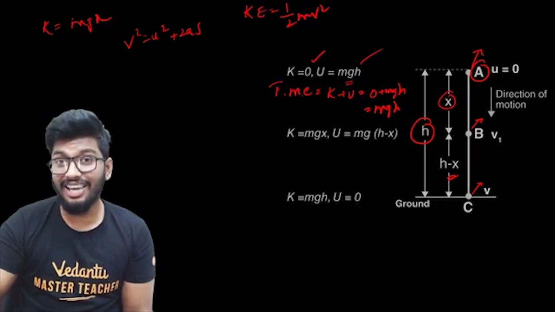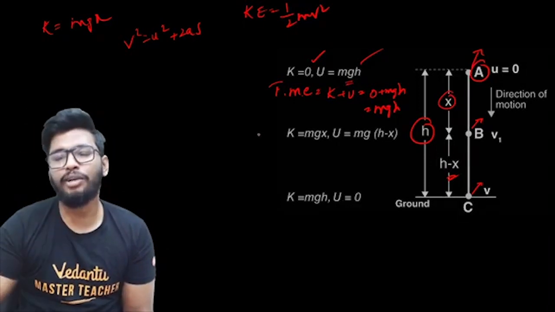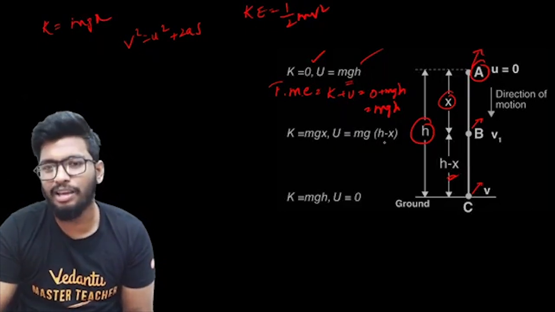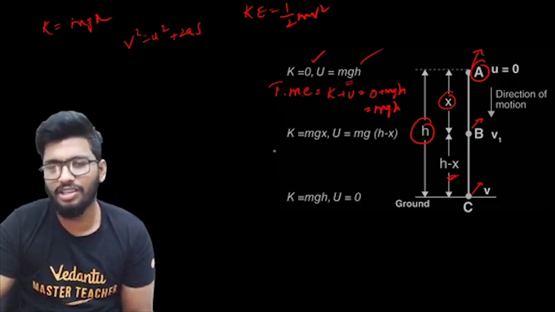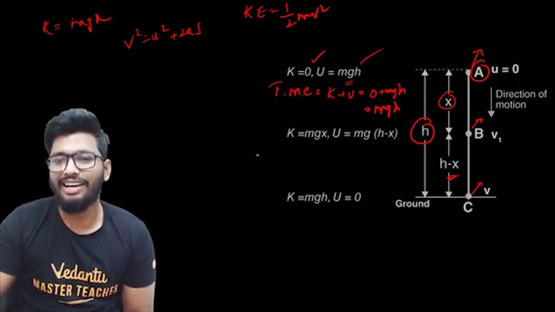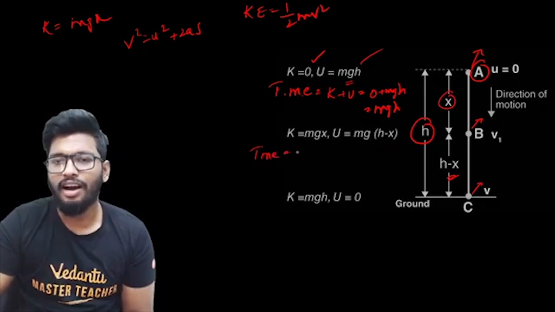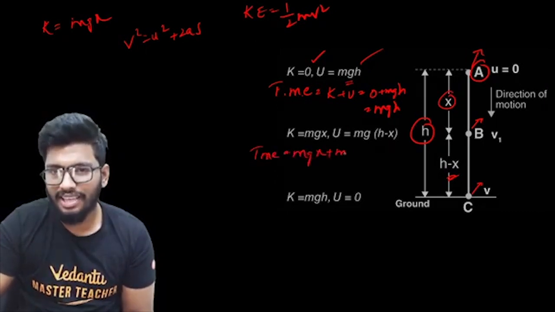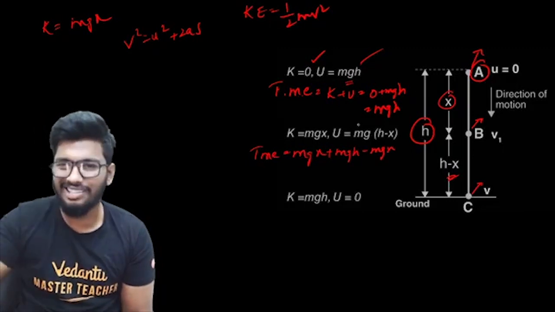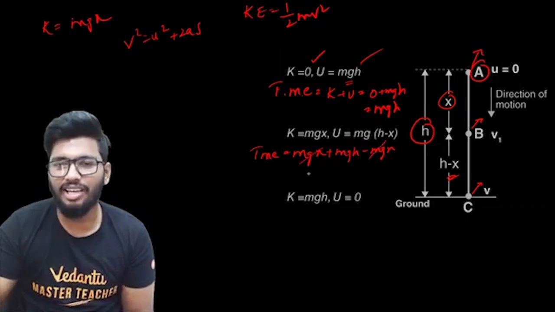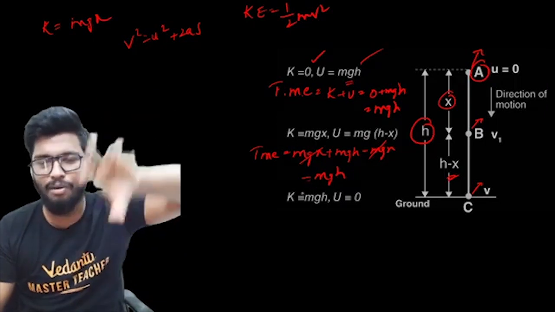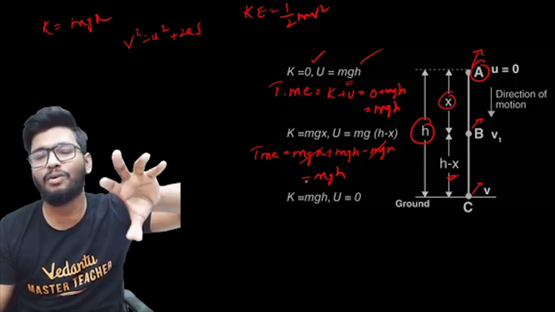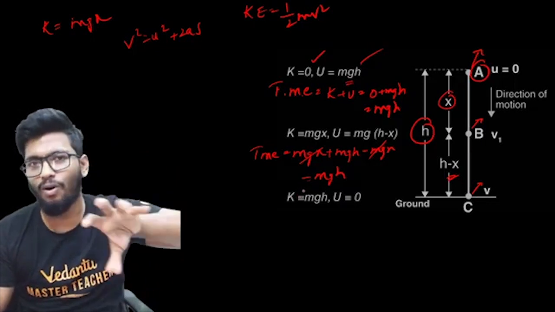Now potential energy in this case, because it has moved a certain height and the height is now h minus x, you'll get mg into (h minus x). To find out the total mechanical energy, again, it's potential plus kinetic. So mgx plus mgh minus mgx. You multiply the mg inside, so mgx gets cancelled. What are you going to get? You're going to get mgh itself. So this clearly proves that no matter where the ball is, no matter what height it is, the total mechanical energy of the system is always conserved.